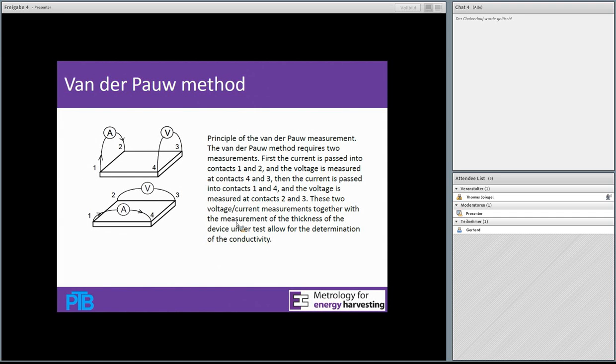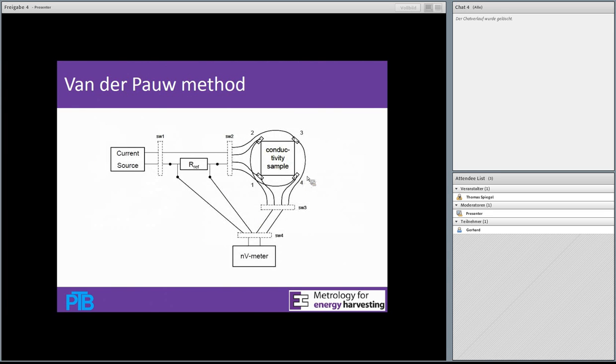Okay, and from these 2 resistance measurements, using the Van der Pauw equation, you can easily derive the conductivity of the material.